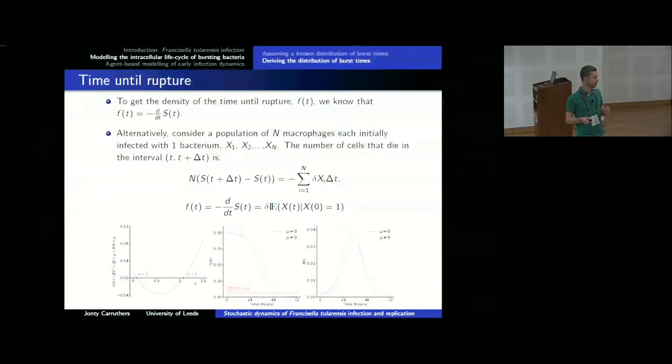Because if you're considering a birth and death process with catastrophe, so we've got some death of intracellular bacteria, then this root here, A, has some importance. That will be the probability that the cell will ultimately survive. So your survival function, in the case when mu is not equal to 0, will tend to this limit A. And of course, when mu is equal to 0, so you've got no death, then your process will always rupture. So your macrophage is always going to die. So in this sense, we've got the time until rupture.